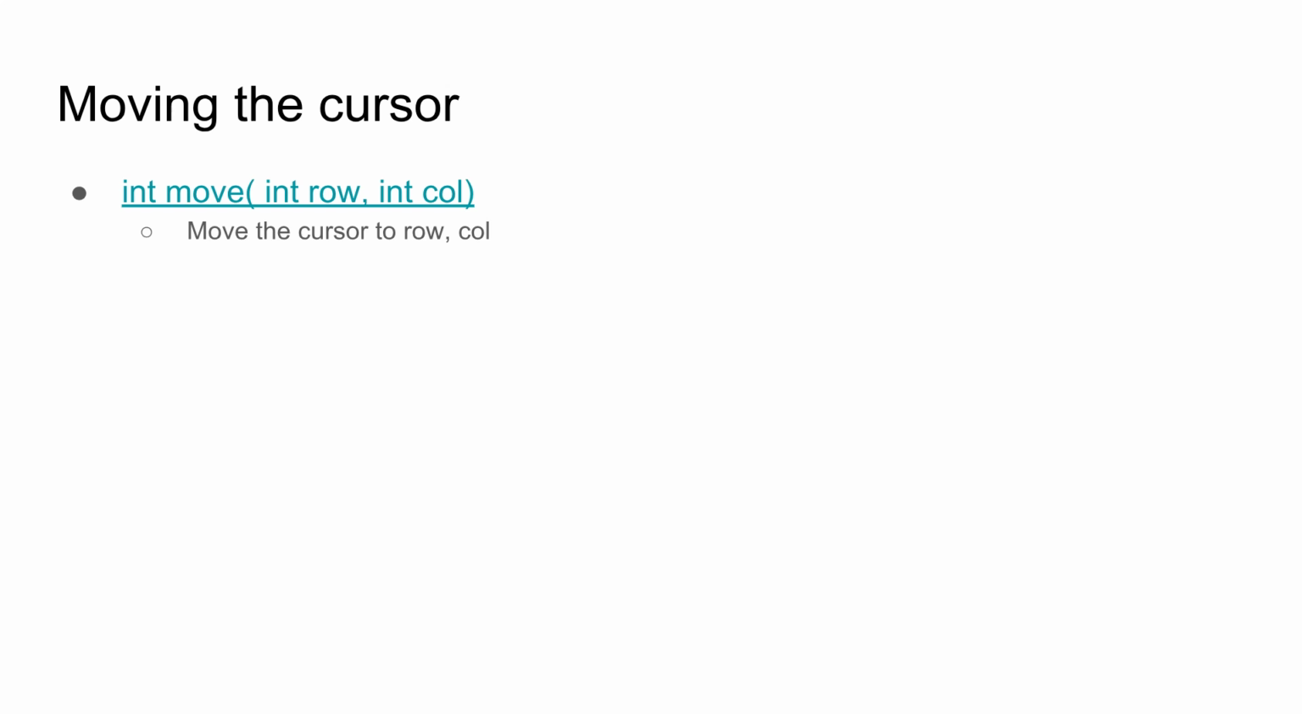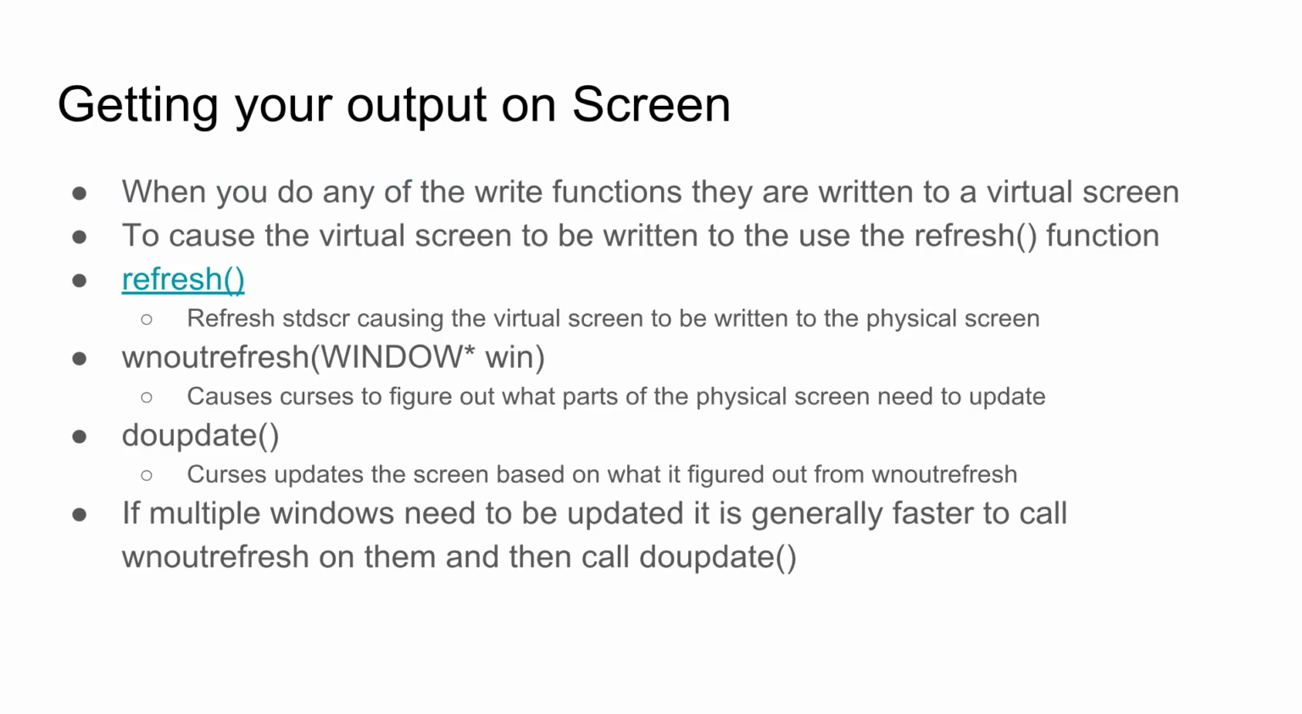If you just want to move the cursor, it's move, and you say where you want to go. Notice again that everything in curses is always row, column, row, column. So pay really careful attention that you're moving by rows and then by columns so that you end up at the right spot. And finally, when you want your stuff to show up on the screen, you call refresh, and it's going to cause the virtual screen to be transferred over to the physical screen.